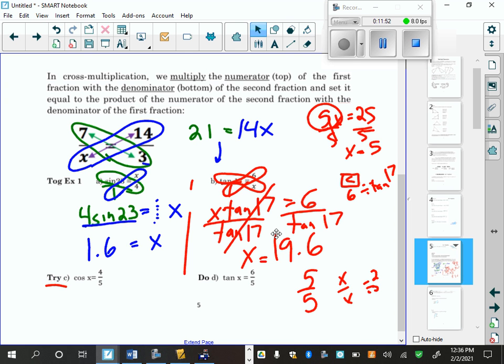Good job, copying it down. Thank you, thank you. Good work. Thanks for doing your job.